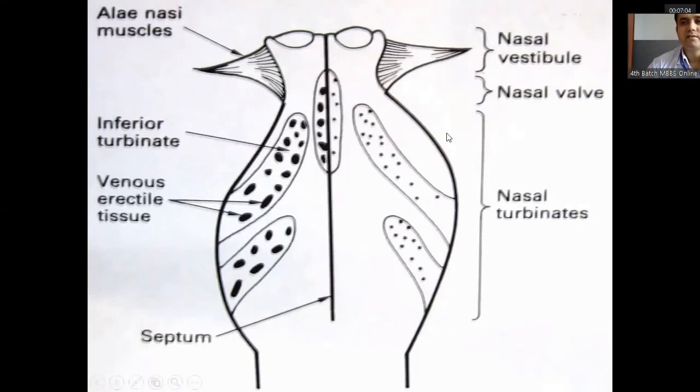So the nasal vestibule, the nasal valve, and the nasal turbinates provide resistance.